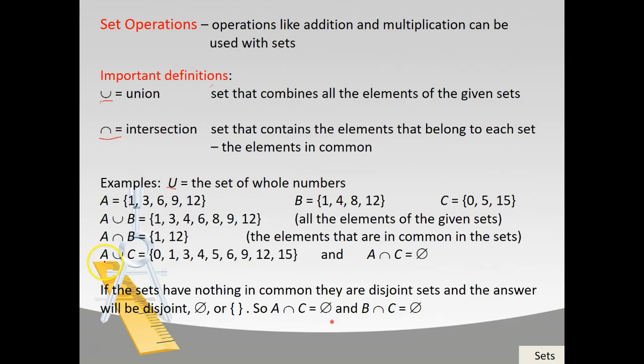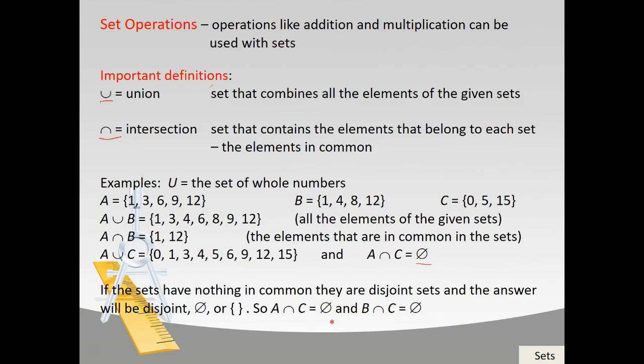And last, let's look at this. A in union with C. So we would add the set A and C together, being careful not to repeat any numbers. A in intersection with C, making a comparison, all the elements in A and all the elements of C have no repetitions. So there are no numbers that repeat each other, so we have an answer of the empty set.